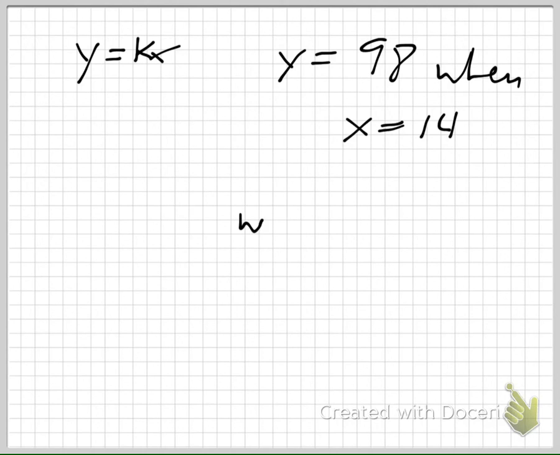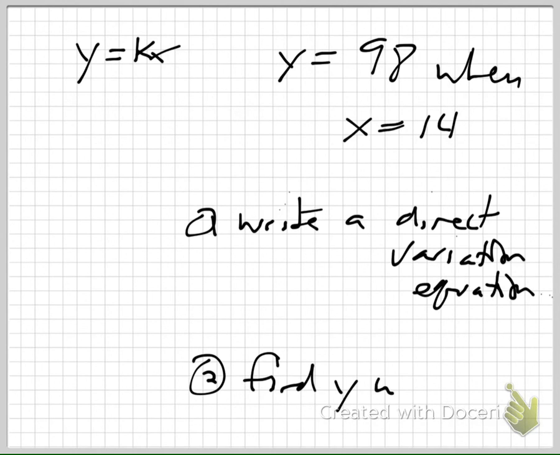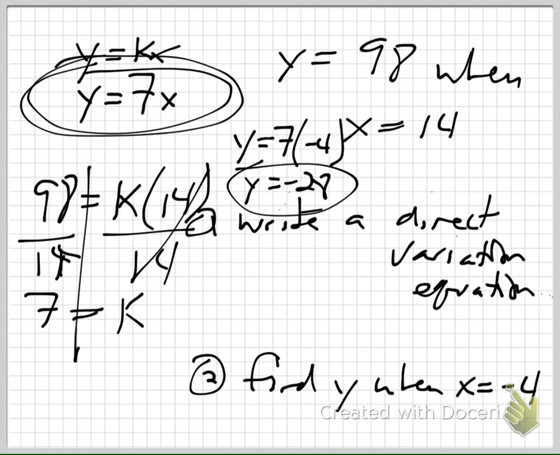Then it says, write a direct variation equation. Okay, that's one part. And then the next one is find y when x equals -4. Okay? That's the two things you need to do. Try and figure it out. I forgot to record that last part. That's really silly. But here it is.